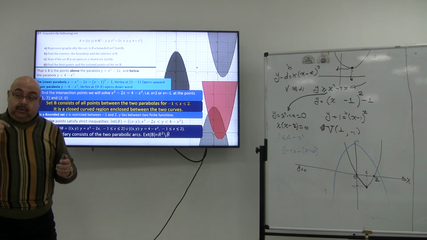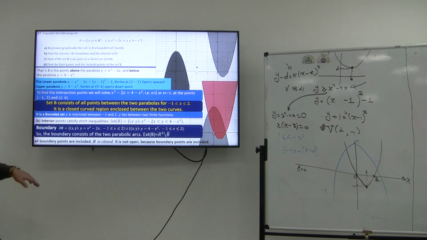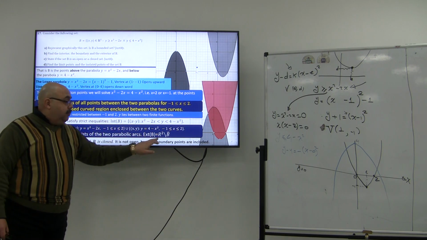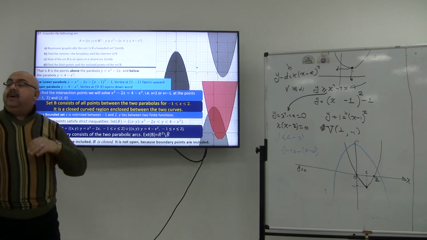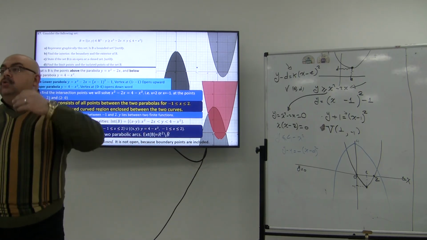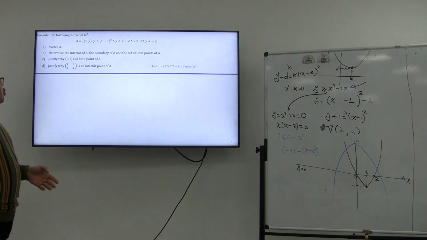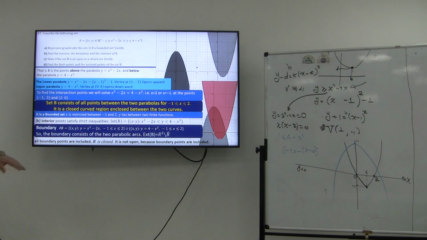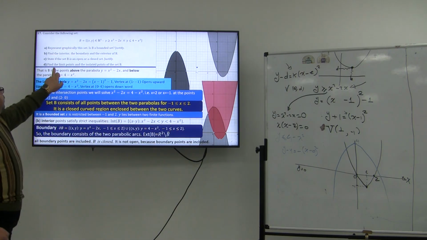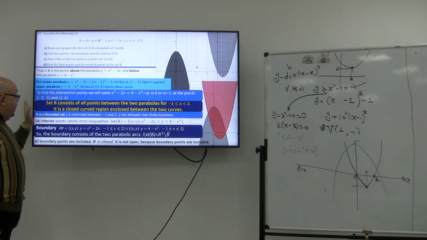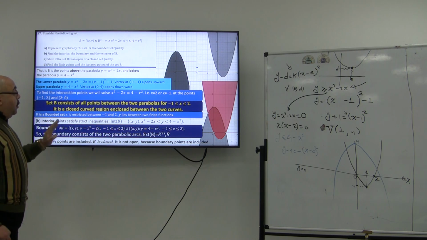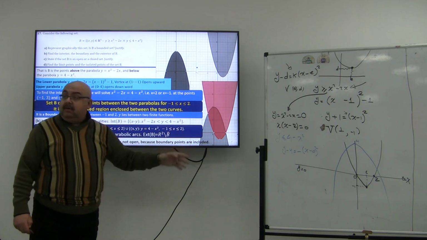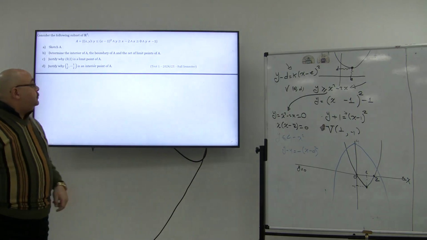If you add the boundary to the interior points, then you will have directly your closure. So B is closed, okay, it's not open because the boundary points are included, which means the closure is equal to your set, okay? Once more, this is very good. We are done with this one. Also, there is no isolated point, if you remark. And for the limit points, all the points inside the region are limit points, okay?